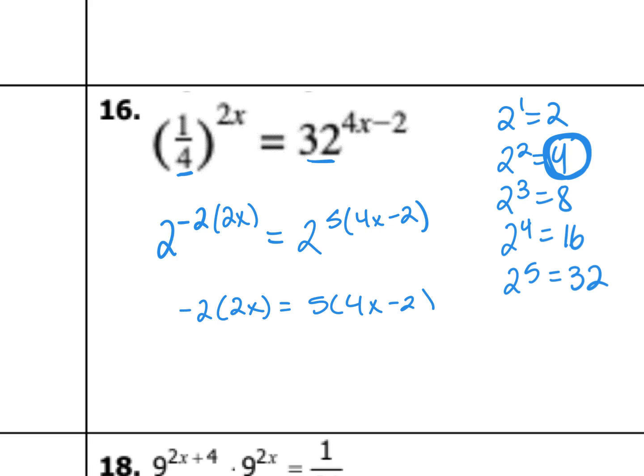Distribute. So negative 4x, on the right side, 20x, okay? And then minus 20x.